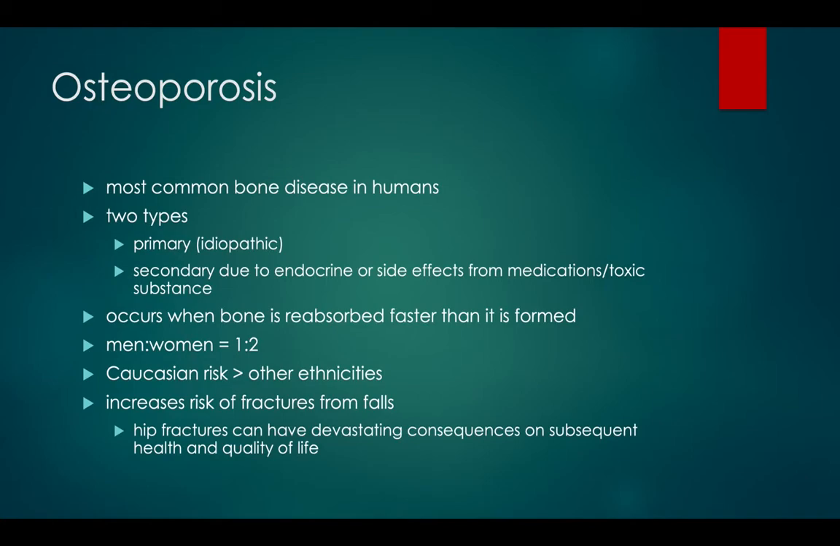It's twice as common in women as in men, and that's due to hormonal reasons. Caucasians are also at more risk for osteoporosis than other ethnicities. You get an increased risk of fractures from falls. As we know, when people get older, they start losing their balance and falling. And not only do they fall, but they fall on bones that are much weaker because of osteoporosis. So they're at significantly higher risk of getting fractures, particularly of the hips and the femur.